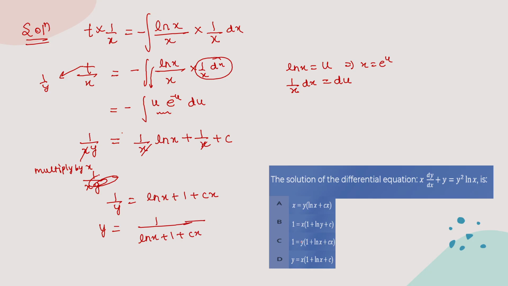So accordingly you can choose your option. I think it is okay. They have written it like this: y into ln x plus 1 plus cx is equal to 1. So this is the answer, C option. Okay, is this clear?